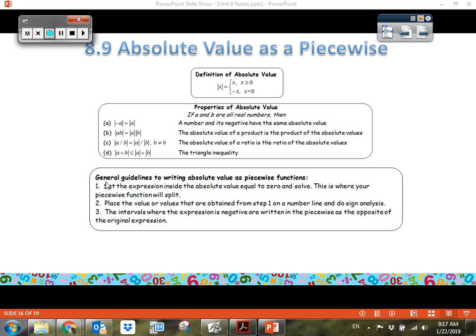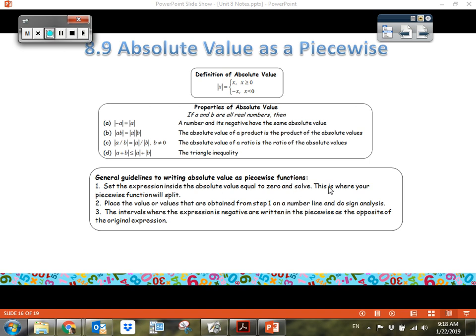What we're going to be doing today is rewriting absolute value as piecewise, and these are the general guidelines or steps that we're going to use when we do this. The first thing that we're going to want to do is set the expression inside the absolute value equal to 0 and solve it. This is where our piecewise function will split. That's how these numbers over here are created. The inside of this, x, set that equal to 0, x is 0. That's why I have a 0 here.